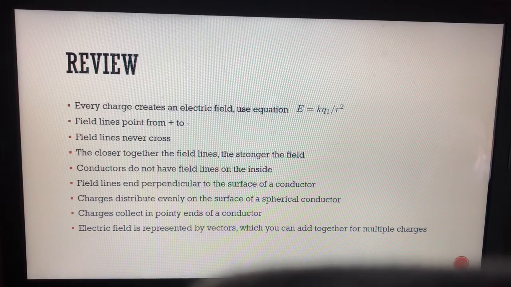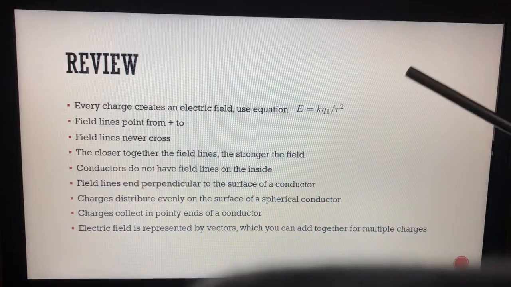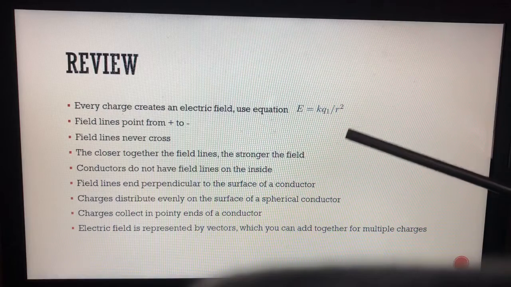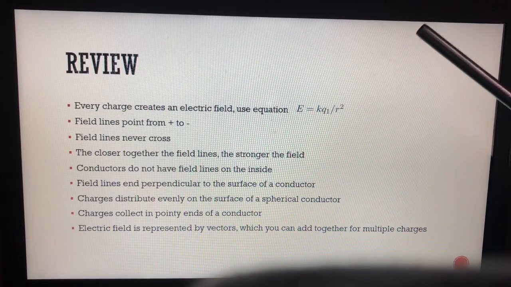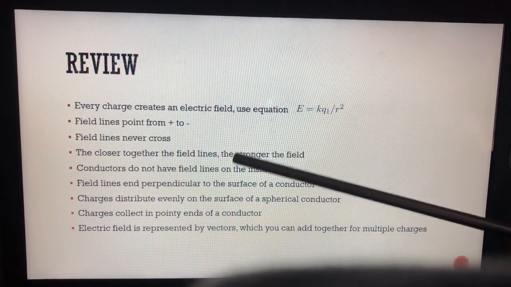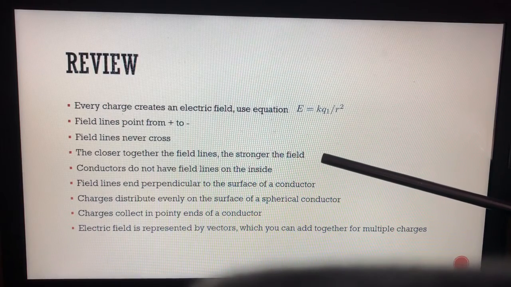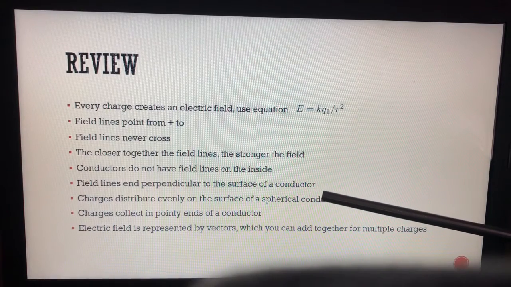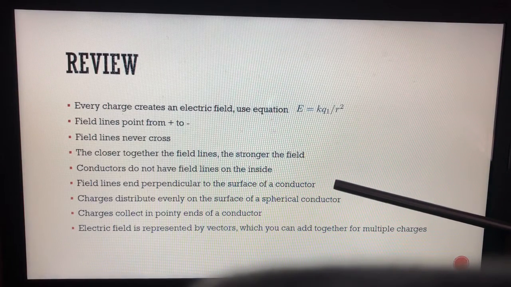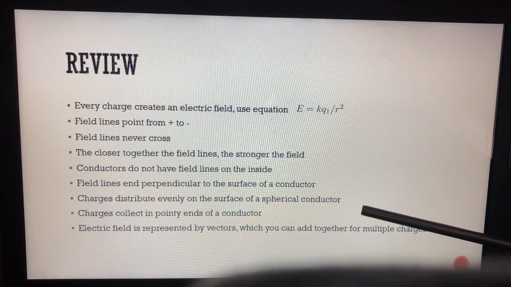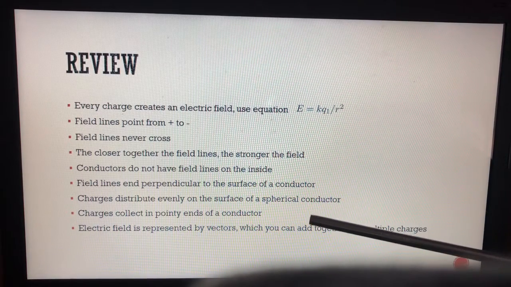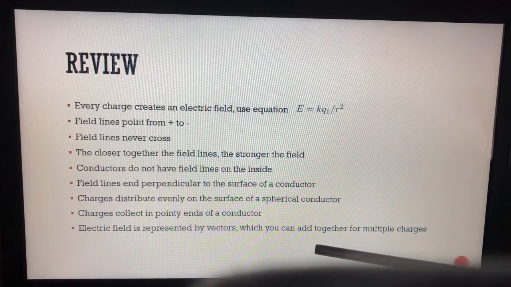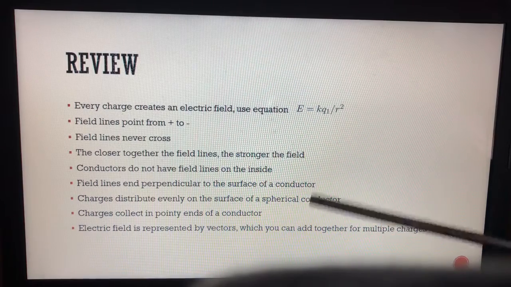Let's have a quick review of the important principles that we learned today. We learned that every charge creates an electric field. Using this equation, we can solve for that. Field lines point from positive to negative, and they never cross. The closer together the field lines are, the stronger the field. Conductors do not have field lines inside them, and field lines end perpendicular to the surface of a conductor. Charges distribute evenly on the surface of a spherical conductor and collect in pointy ends of conductors that aren't spherical. Electric fields are represented by vectors, which you can add together for multiple charges.